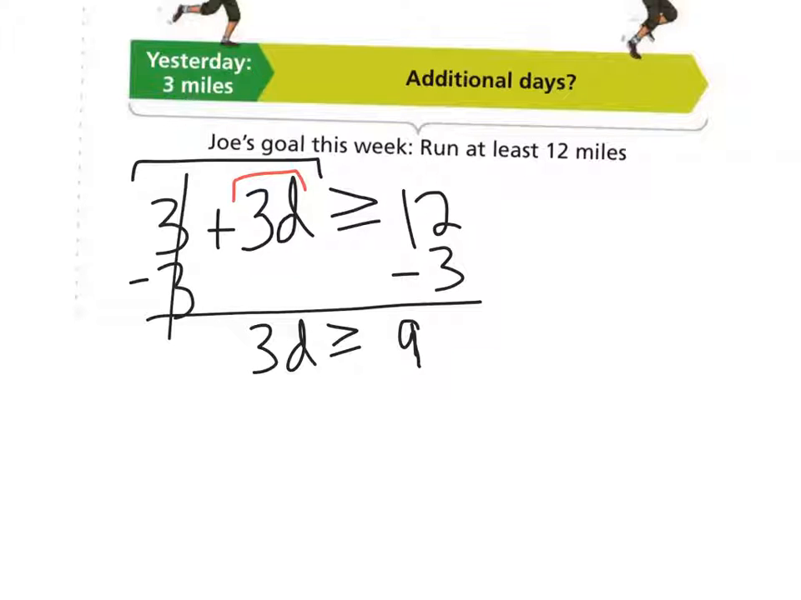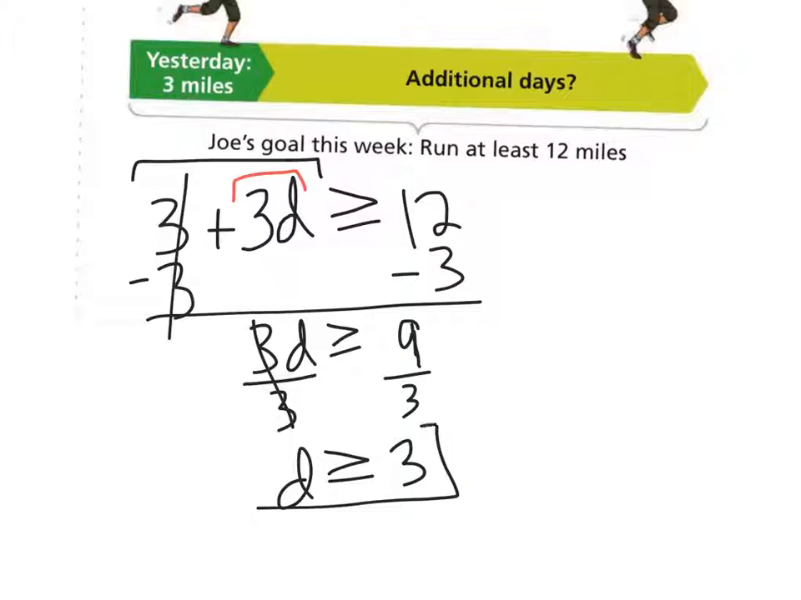Then the last step, they're multiplying by 3, so we can divide by 3. Should we switch our sign around or not? No, we just divided by a positive number, so we're okay. 9 divided by 3 is 3, so that means that it would take at least 3 days at that rate of 3 miles per day for them to run at least 12 miles.